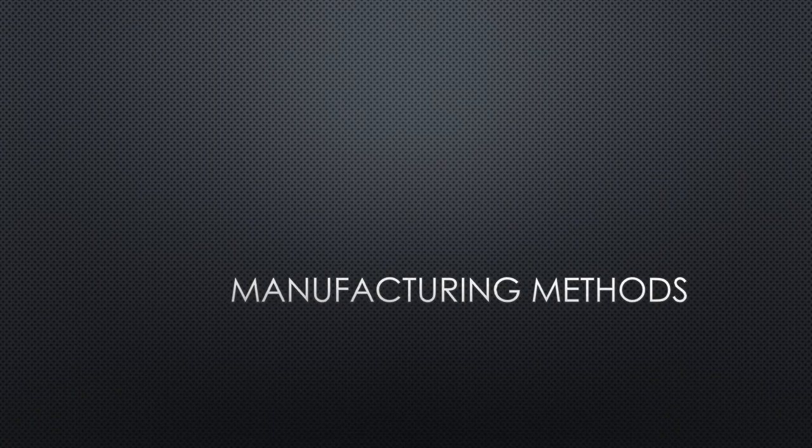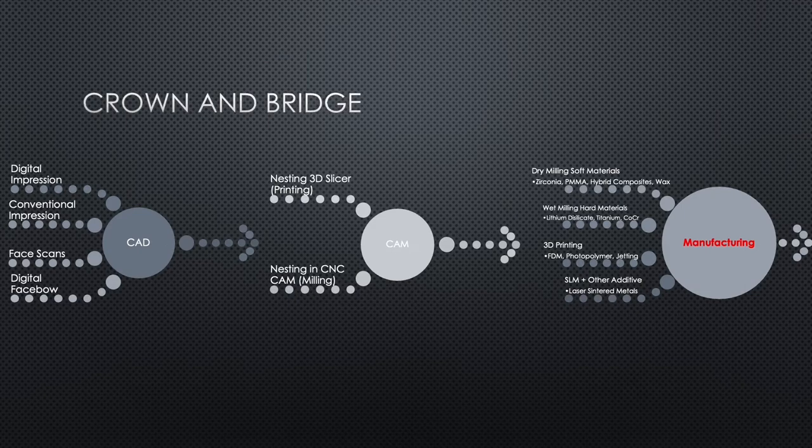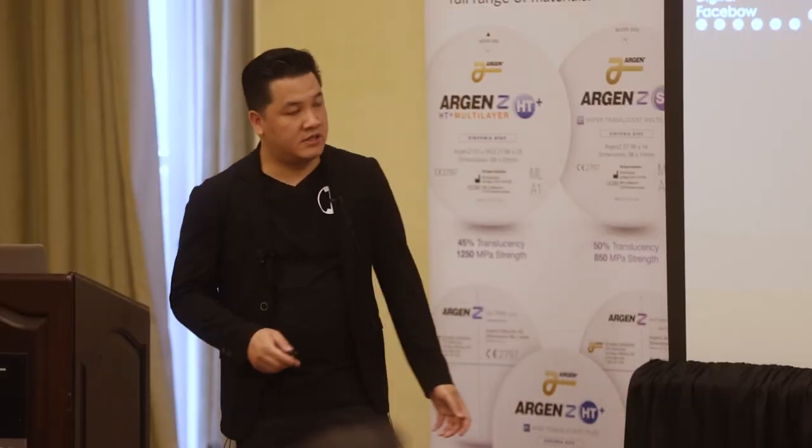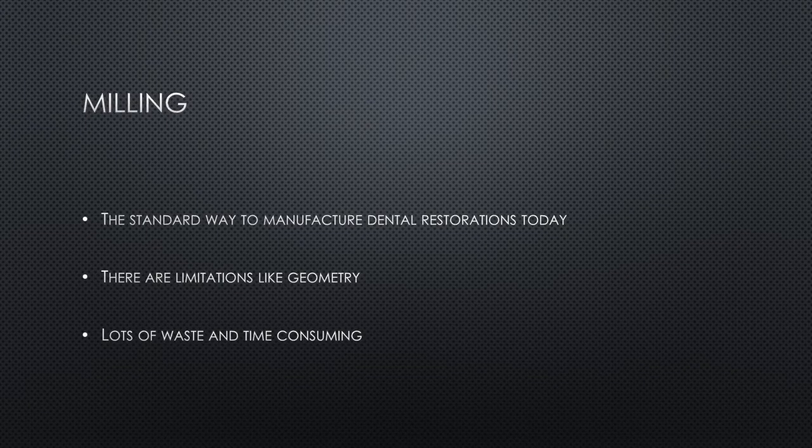So let's speak a little bit about manufacturing. You can really split it down into two things, right? You have additive and reductive technologies. Reductive, of course, is something like milling. Milling is very mature. It's the most reliable way to produce almost 90% of all the stuff that we do today, just because we've been using it for so long. Milling zirconia, milling PMMA, things like that.